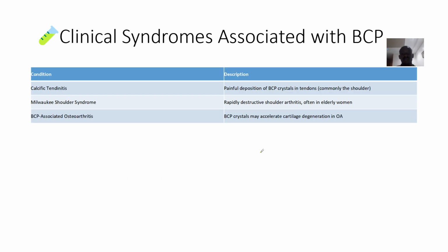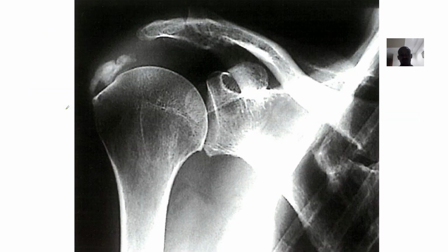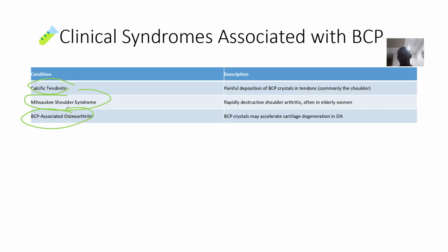They can be implicated in different conditions like calcific tendinitis, Milwaukee Shoulder Syndrome, and basic calcium phosphate associated osteoarthritis. All of them, we'll talk about in a different video.